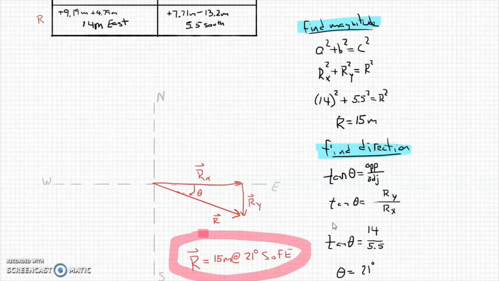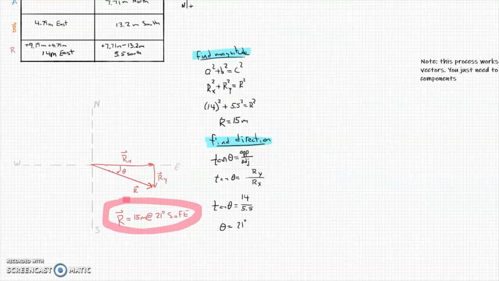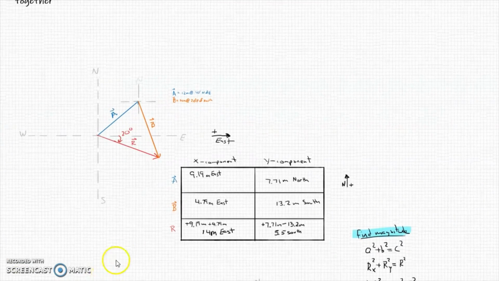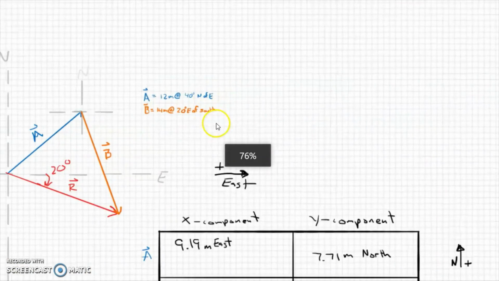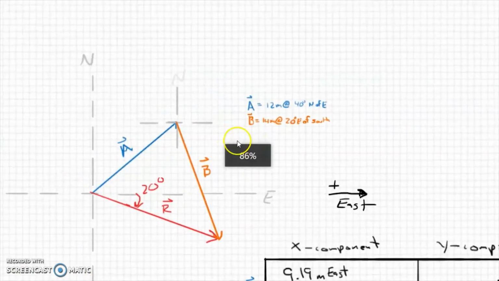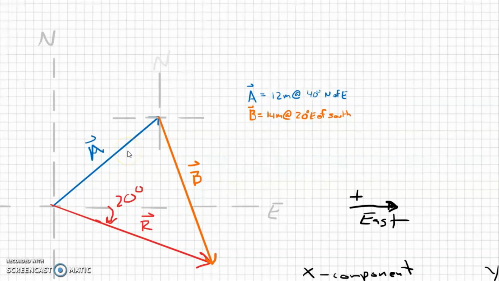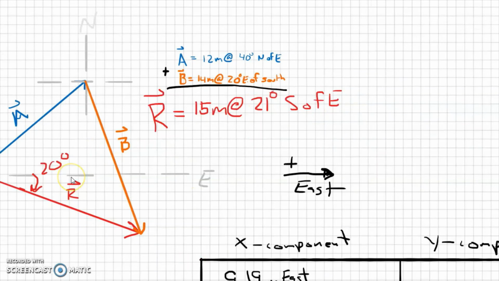Here we go. And basically, when I look at the work, let's revisit what I was actually doing up here. When I add these two vectors together, the vector A plus the vector B, I end up with the vector R, the resultant vector. My resultant vector is 15 meters at 21 degrees south of east.